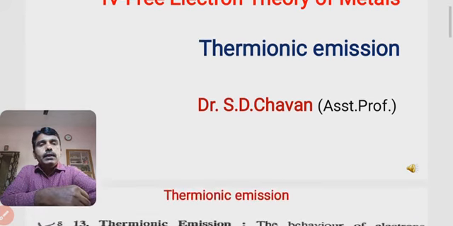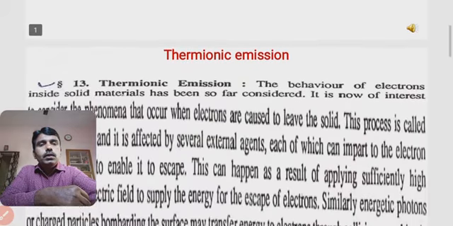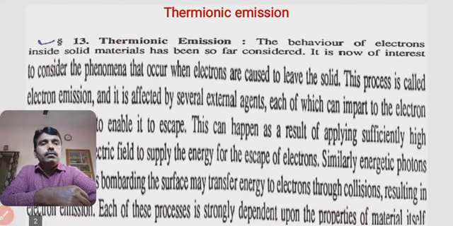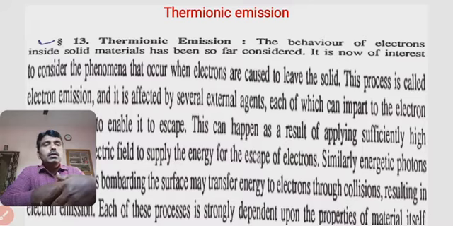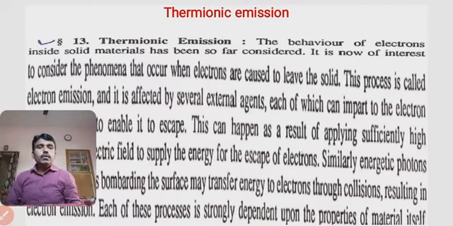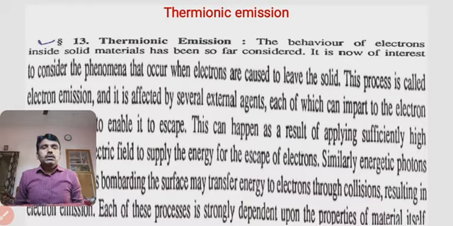Now, in a simple way, when the electron is inside the metal and we are looking for emission of the electron from this metal, it requires additional energy, some external energy. There may be a number of external agents, and with that the electron escapes from this metal.